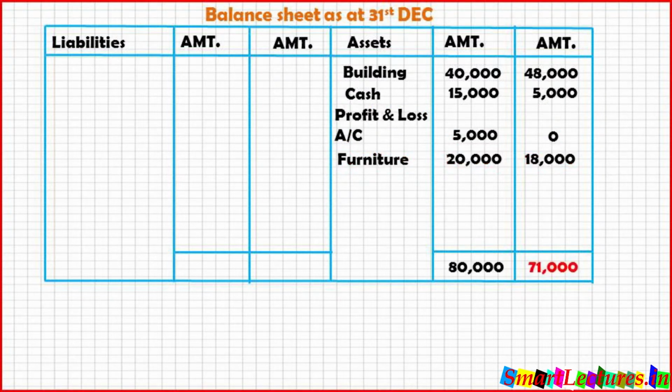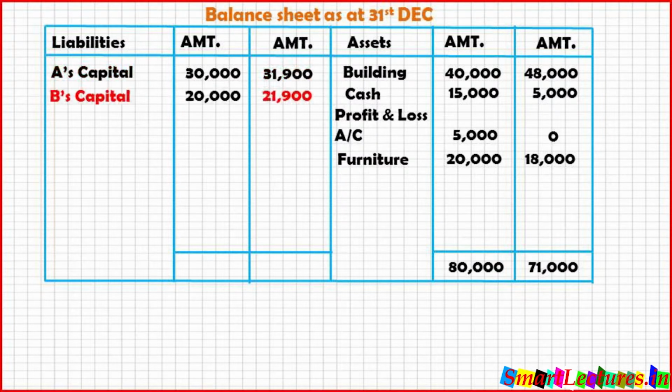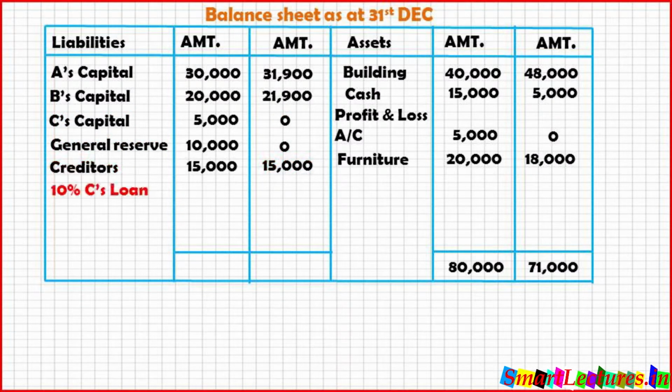So total is 71,000 in the new balance sheet. Capitals: A 31,900, B 21,900, C 0. Then reserve fund 0, creditors 15,000, 10% seized loan 2,200. So in this way the balance sheet is prepared as at 31st December.